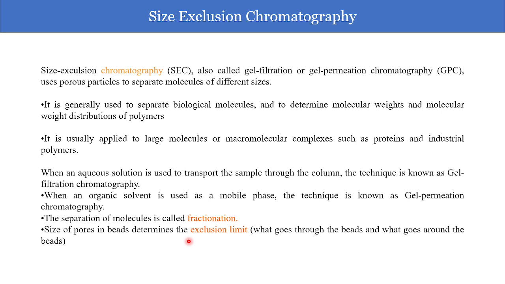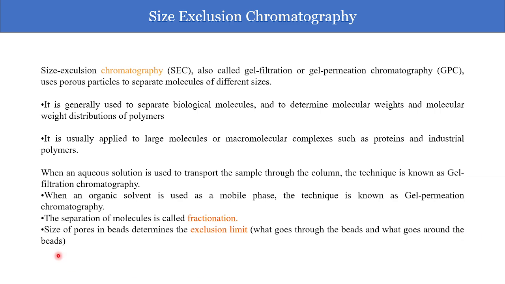Why is it important? For the resolution. For example, if the column has a capacity to only separate molecules having a size of 10 kilodaltons to 200 kilodaltons, and you have a protein molecule of 400 kilodaltons, it will not be able to separate it out. It goes into the void volume. That is what we call what goes around the beads.